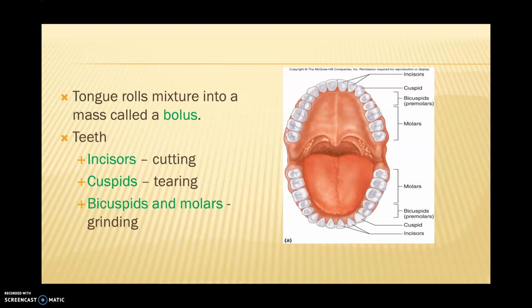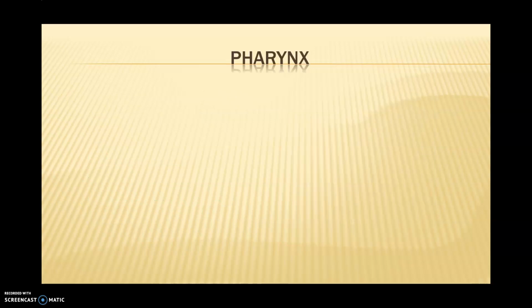So again, our teeth and our tongue are a really big contribution in mechanical breakdown, where those salivary glands secreting both amylase and mucus are going to be used mostly for our chemical breakdown in our mouth here. So once we move from our mouth, we're going to move down our GI tract to our pharynx.